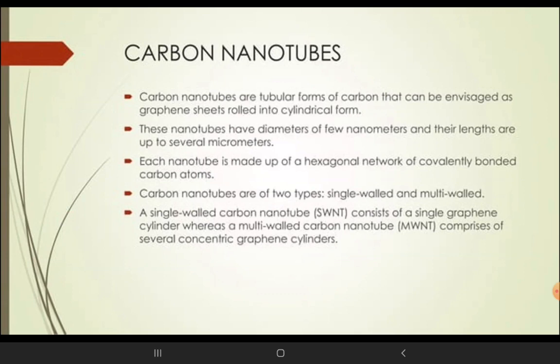covalently bonded carbon atoms. Carbon nanotubes are of two types, single-walled and multi-walled. A single-walled carbon nanotube (SWNT) consists of a single graphene cylinder, whereas a multi-walled carbon nanotube (MWNT) comprises several concentric graphene cylinders.